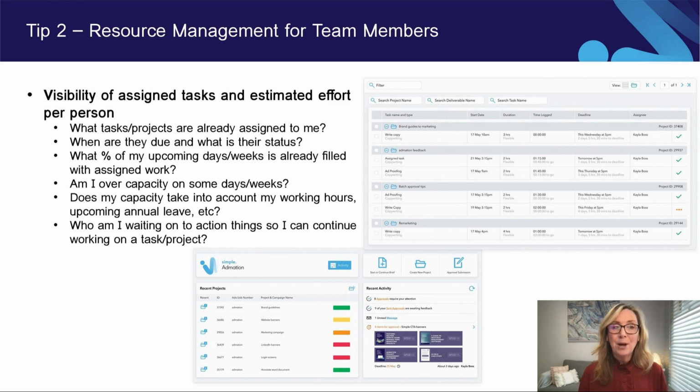And then as a team member who is being assigned work, how can we help them to be more productive and more efficient so what they need to work on is at their fingertips? So we want to make sure that we're giving them visibility of their assigned tasks and their effort of what they're being asked to do. So this is when we might think about, as a team member, how can I see what tasks or projects are already assigned to me? Perhaps I'd like to be alerted or notified when something new is assigned to me so that I can jump in and take a look at it. When are my tasks due and what's the status of them?